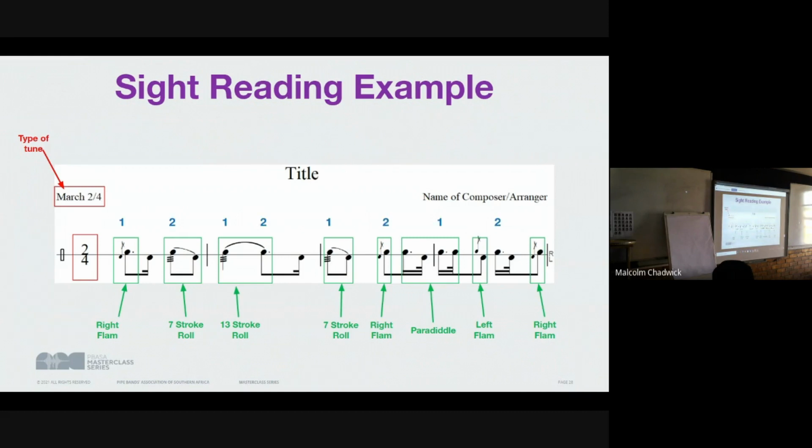And lastly, step 3, identify your rudiments in relation to the respective beat and bar. So here it is a 2/4 march, we want 2 beats in a bar. You can see the right flam is on beat 1, the 7-stroke roll begins on beat 2, and the 13-stroke roll starts and ends on the beat like we discussed earlier. And then in bar 3, the 7-stroke roll starts on the beat, and then there's a flam which is on beat 2 of bar 3. And the paradiddle is sort of in the middle of bar 4.